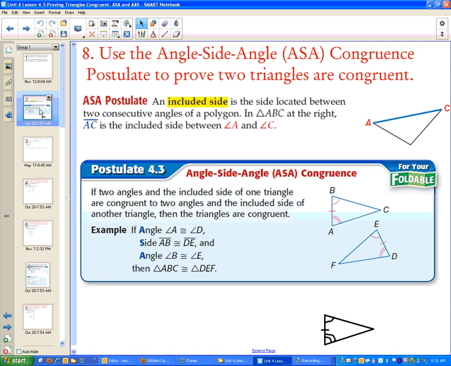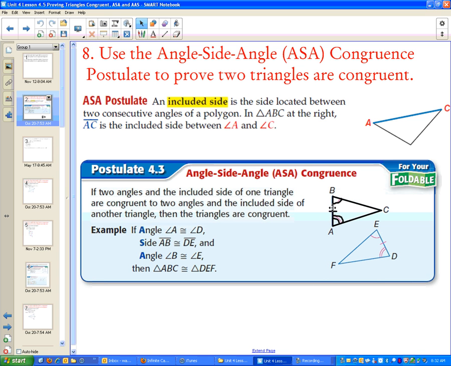Okay? So the book says it this way. An included side is the side located between two consecutive angles of a polygon. So for instance, segment AC is included between angle A and angle C. Okay? Now the way angle, side, angle works out, it says if two angles and the included side of one triangle are congruent to two angles and the included side of another triangle, then the triangles are congruent.